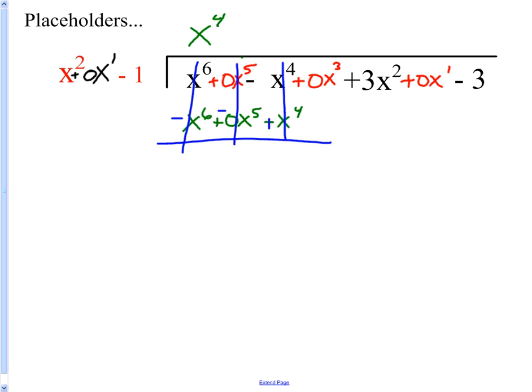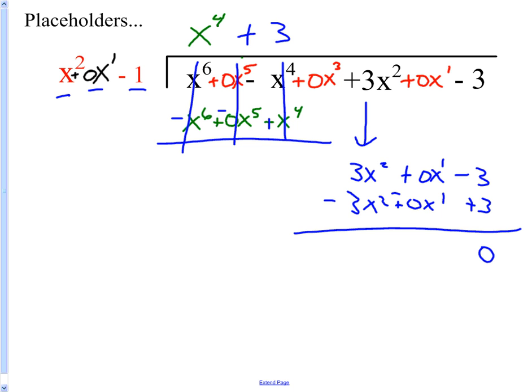Because the placeholders, they helped a lot. And now what? Bring down stuff. How much should I bring down? How many terms? 3, because we want this to be 3 terms and this to be 3 terms. You may notice I didn't bring down the 0x to the 3rd because I didn't need to. And there's my final answer.